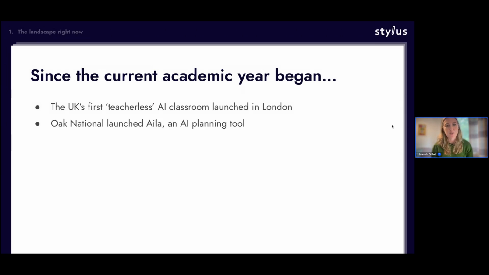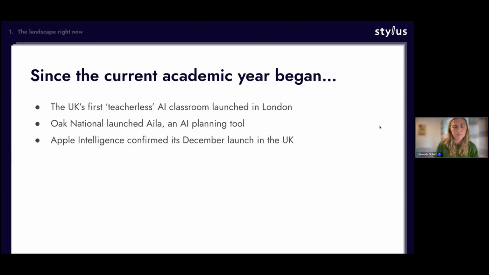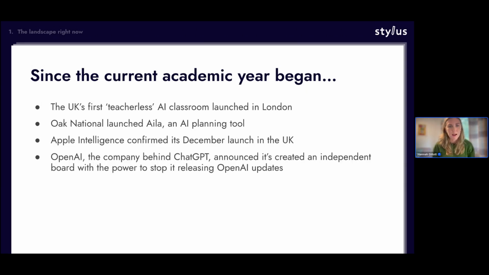We've had Oak National launch Isla, which is an AI planning tool, to mixed reviews from what I've heard. Some people are quite happy with what it's generated. Some people can see there's still quite a lot of teacher input needed. Apple Intelligence has confirmed its December launch in the UK. OpenAI, the company that brought us ChatGPT, has announced it's created an independent board with the power to stop it releasing OpenAI updates.